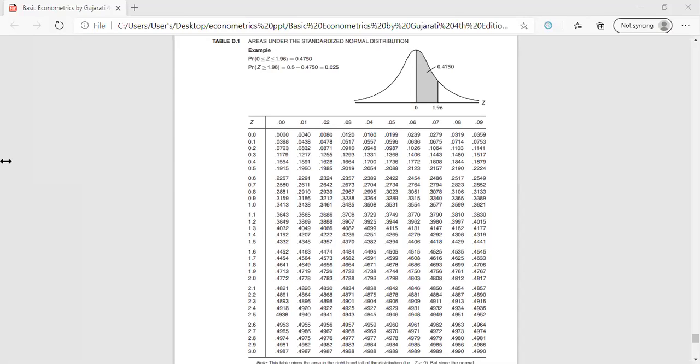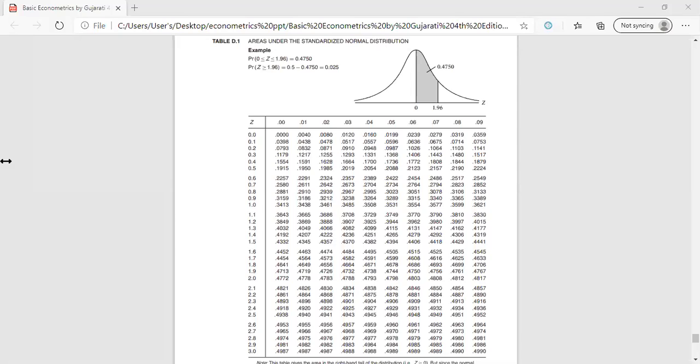Minus 2.25. 21 minus 30 over 4 equals minus 2.25. Now you want to find the probability that z is greater than minus 2.25. If you do up to this, you are done 80%. Probability that z is greater than minus 2.25.